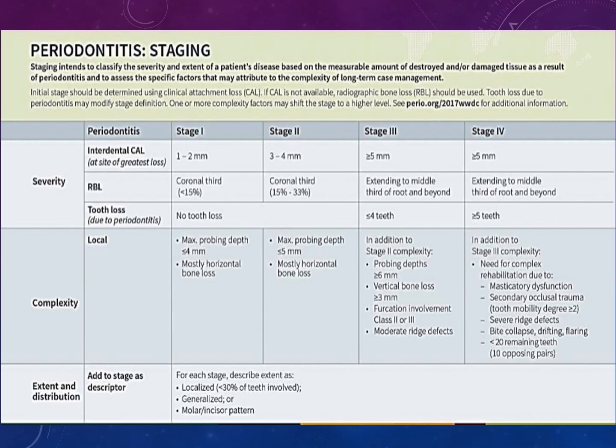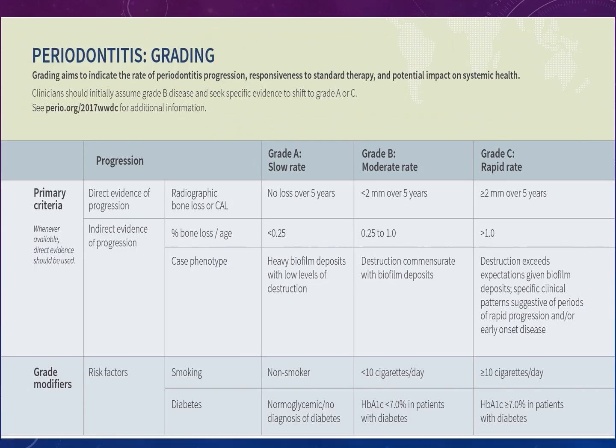Grading. The grading structure considers supplemental biological characteristics of the patient in estimating the rate and likelihood of periodontitis progression, such as the patient's overall health status, the patient's smoking habit, and metabolic control of diabetes. So, it aims to indicate the rate of periodontitis progression, responsiveness to standard therapy, and its potential impact on systemic health.